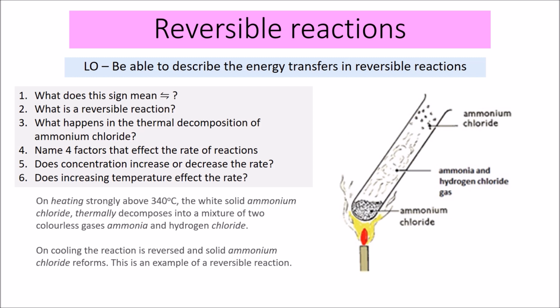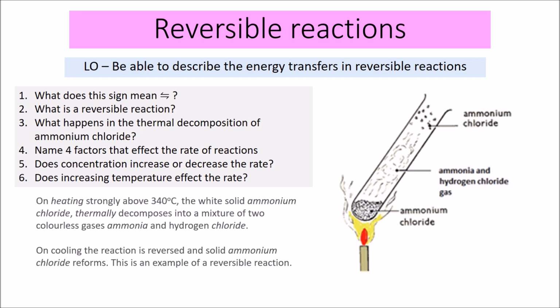So I hope you've managed to answer those questions. The picture on the right, as you can see, basically what's happening is we are heating ammonium chloride to above 340 degrees Celsius, and so the white solid ammonium chloride will thermally decompose into a mixture of 2 colorless gases, which are ammonia and hydrogen chloride. And then on cooling the reaction down, the reaction's reversed and you get solid ammonium chloride reforming. So that's an example of a reversible reaction.